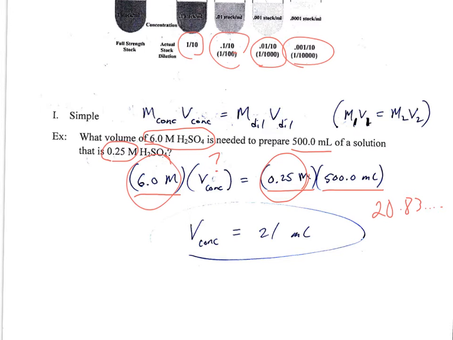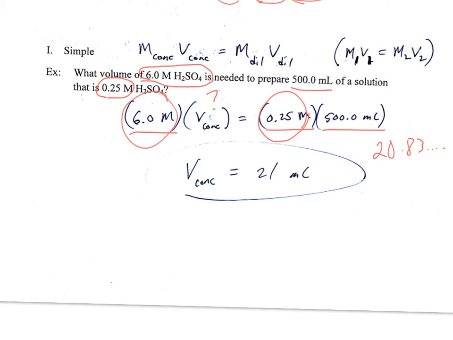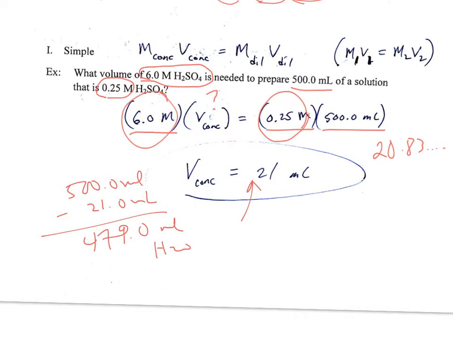Now think about what this represents. You're going to end up having 500 milliliters of solution, but you would have only added 21 milliliters of the initial 6 molar one. So you take the 21 milliliters of that 6 molar concentrated solution and add 479 milliliters of water. That gives you a total of 500 milliliters. The concentration of the solution is now only 0.25. In other words, you went from 6 molar concentration to only 0.25 molar concentration.